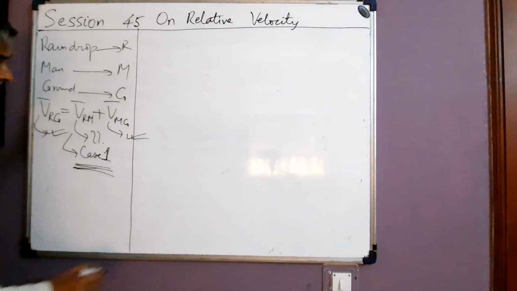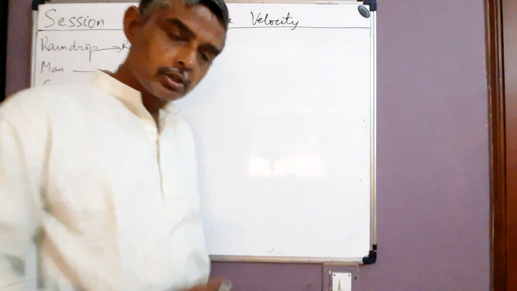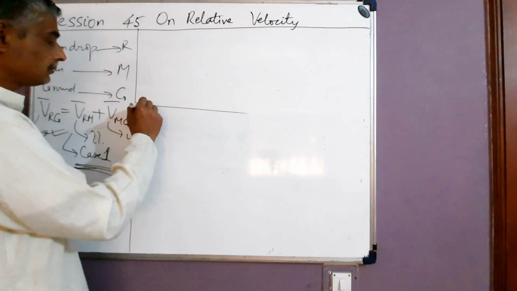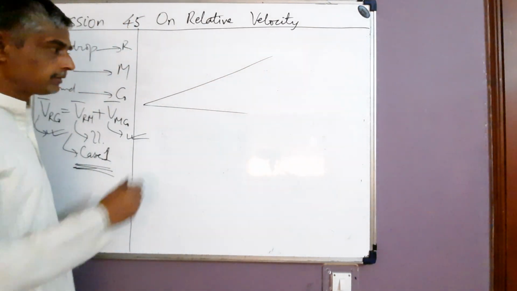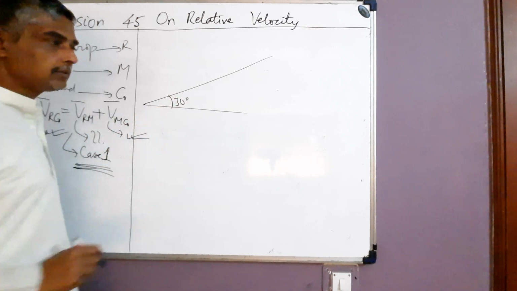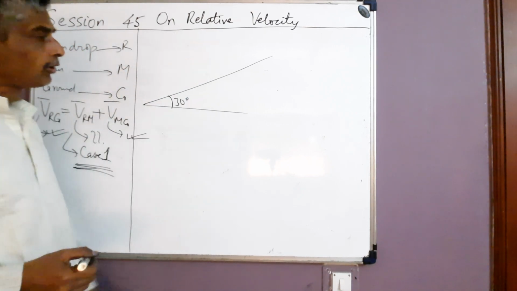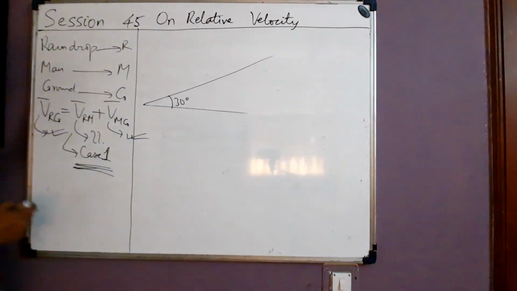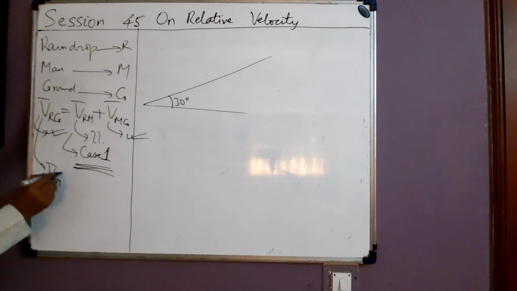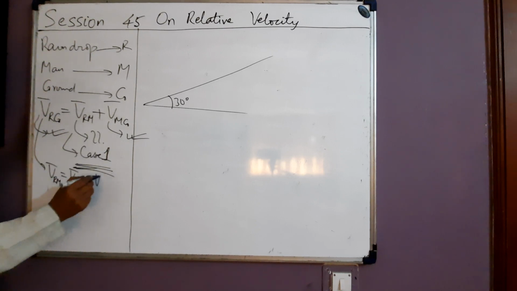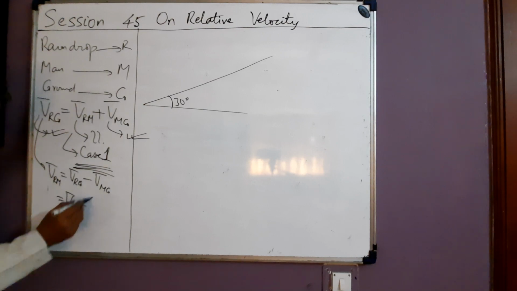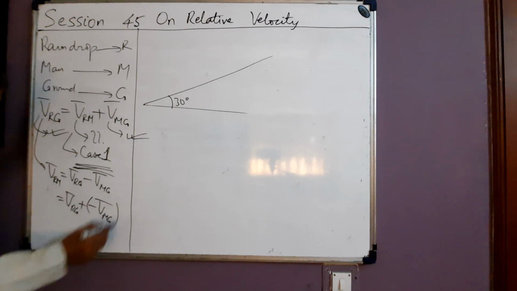Now first we draw the diagram of the situation. See, this is the rightward horizontal. This is the inclined plane. This is the 30-degree angle. Now raindrops are falling at right angle to the inclined plane, coming like this. From the vector equation, VRM is equal to VRG minus VMG, that is VRG plus minus of VMG.